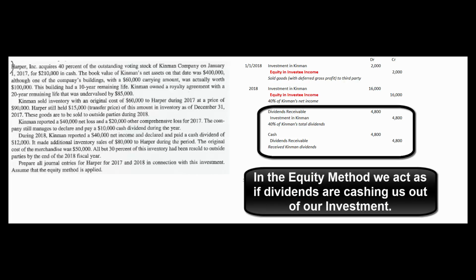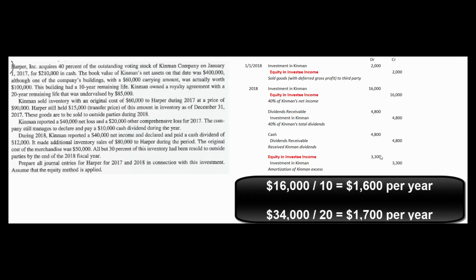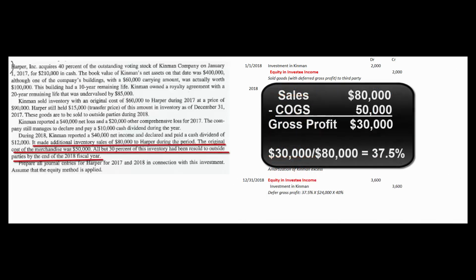During 2018, Kinman pays out $12,000 in cash dividends. Remember, we pretend like dividends cash us out. So when they declare the dividends, we debit dividends receivable and reduce our investment in Kinman by our share of those dividends. 40% of $12,000 is $4,800. Sometime during the year we receive that $4,800, so we debit cash and credit dividends receivable. We also have to amortize that excess we paid over book value. Remember, we decided it was $3,300, so we reduce our equity investee income by $3,300 and reduce our investment in Kinman by $3,300.